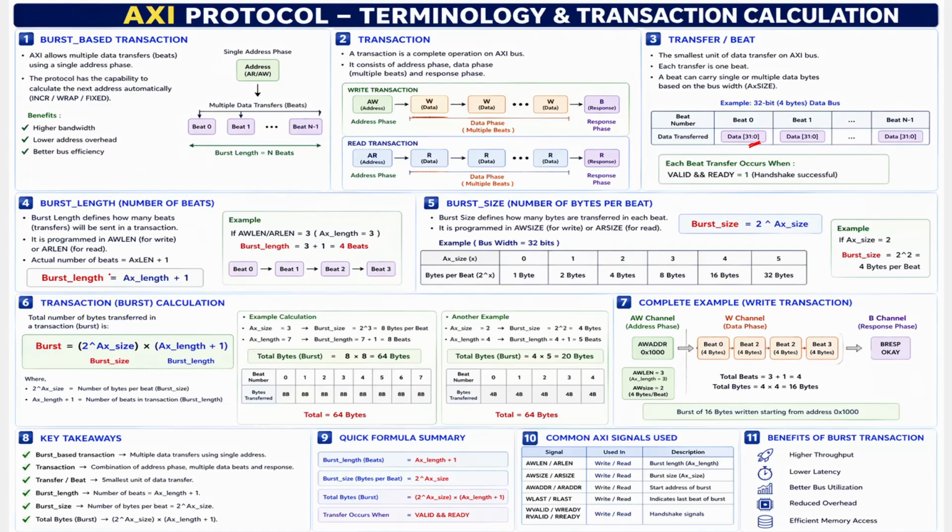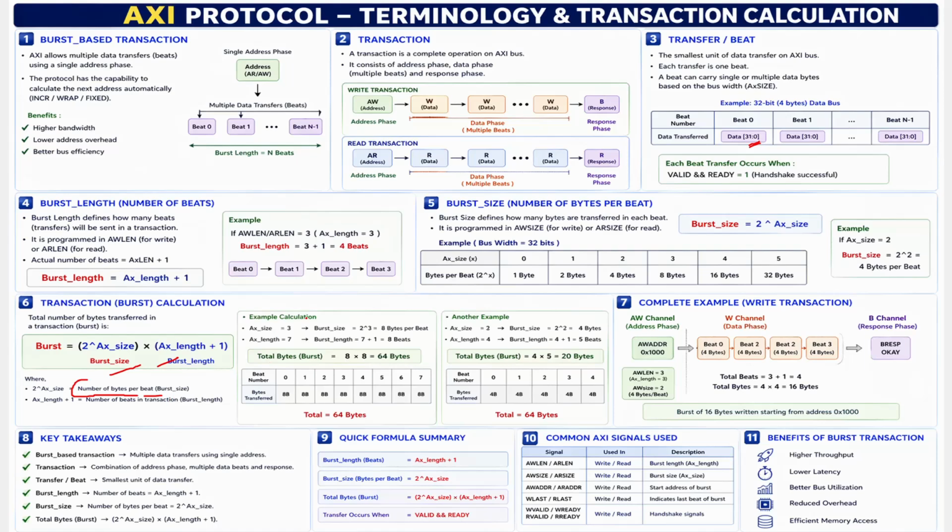Burst length is equal to AxLEN plus 1, and burst size is 2 power AxSIZE; they will provide these. Then the total transfer we will calculate as burst length into burst size. Burst length is AxLEN plus 1 and burst size is 2 power AxSIZE. 2 power AxSIZE means the number of bytes per beat. This is the burst size, and it tells you how many bytes you need to transfer in one beat.